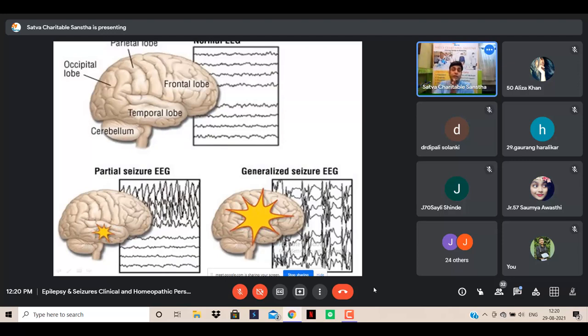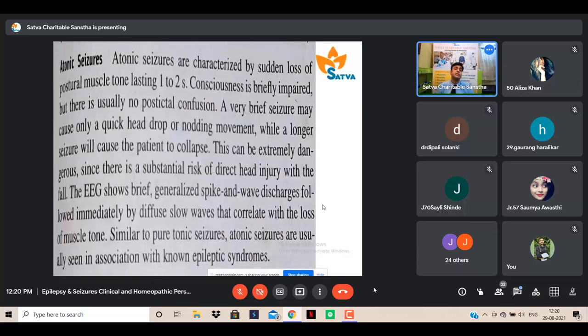Okay, now we speak about atonic seizures. Atonic seizures are very classically seen as a sudden loss of posture. In absence seizure, as I have mentioned, there is no postural drop. The postural muscle tone is maintained, whereas in atonic, as the word says, the tone of the muscle is lost. It is a postural muscle tone loss for 1 to 2 seconds.